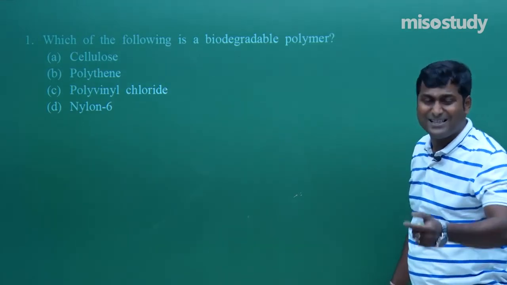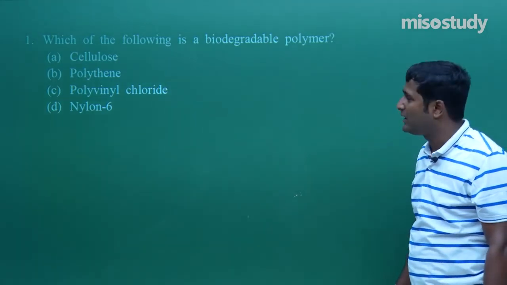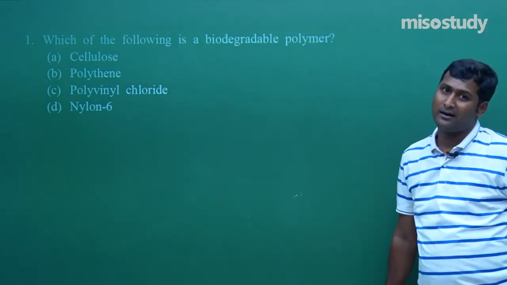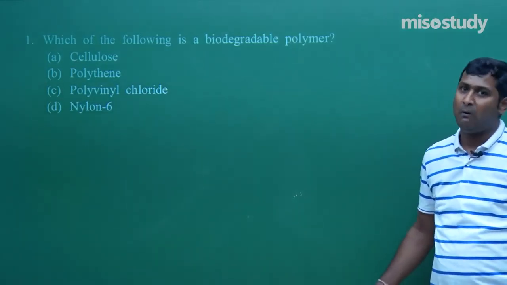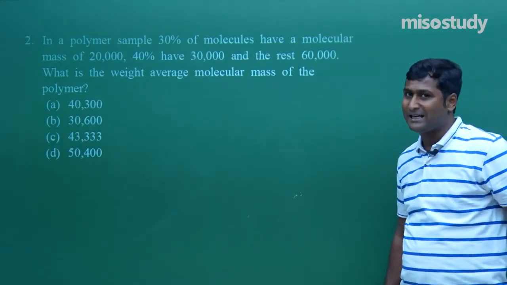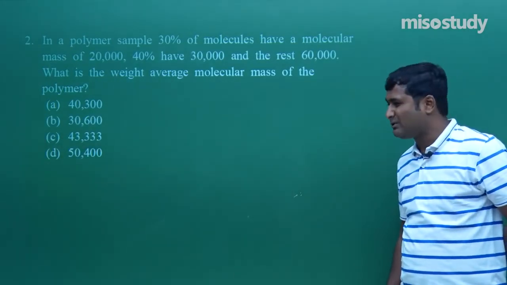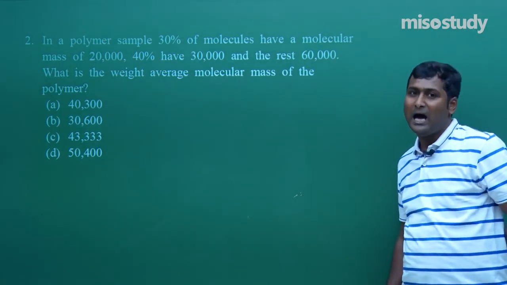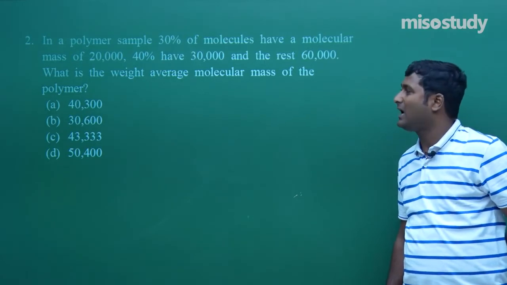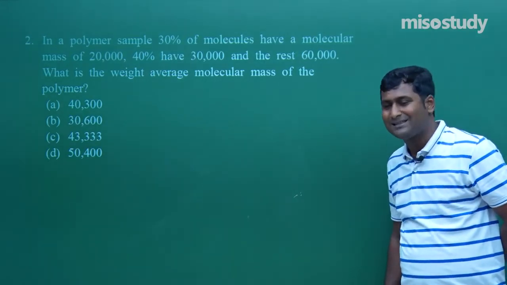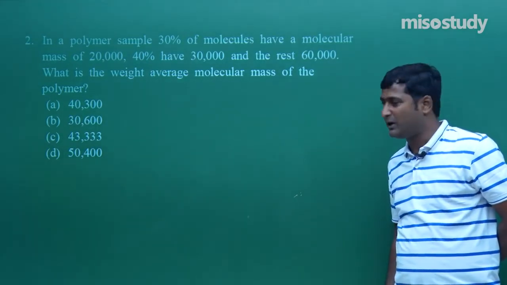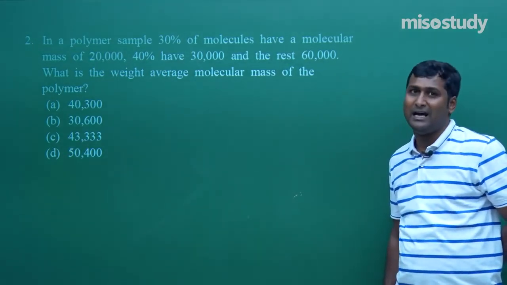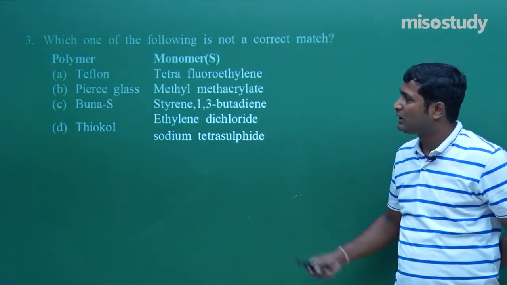As I told you, generally natural polymers are biodegradable in nature. So for question number 1, cellulose is the correct option. Clear? Now let's move to question number 2. As I told you, this is a calculative type question. What is the formula? Summation NiMi square upon summation NiMi. After solving, what is the answer in this case? For question number 2, C is the correct option, 43,333.